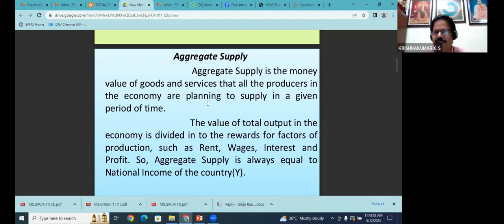If you just give the definition, it is the money value of all goods and services that all the producers in an economy are planning to supply in a given period of time. You introduce this definition, you explain that, it won't be that interesting. Explain with an example. You can introduce a simple economy with a less number of producers. Then you can calculate aggregate supply.